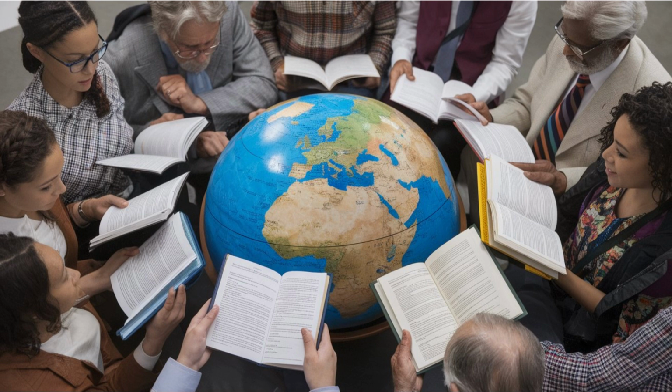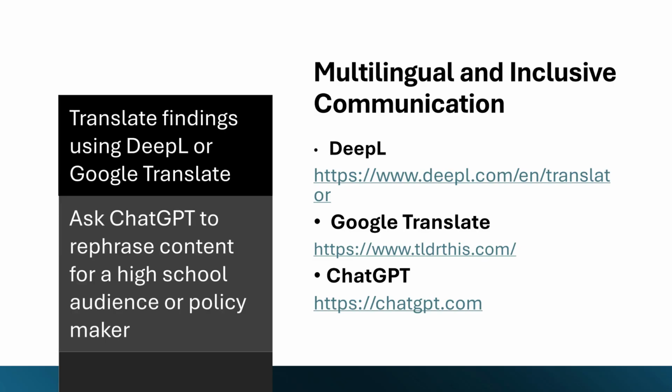Multilingual and inclusive communication. Research isn't just for experts, and it shouldn't be limited to one language or one audience. If you want your work to reach diverse and global audiences, inclusive communication is key. For starters, you can translate your content using tools like DeepL or Google Translate. They're surprisingly accurate these days and can help you make your research available in multiple languages, great for reaching international readers.